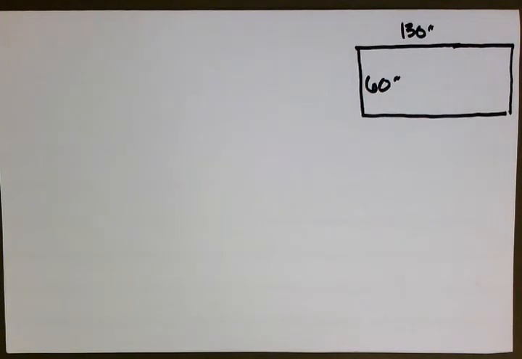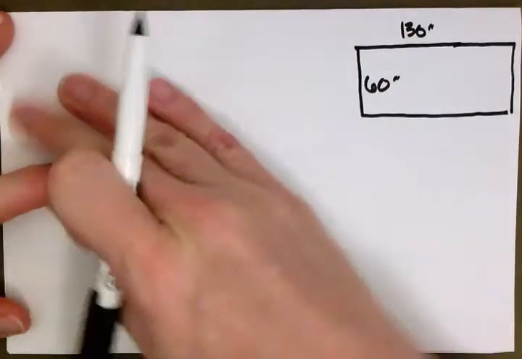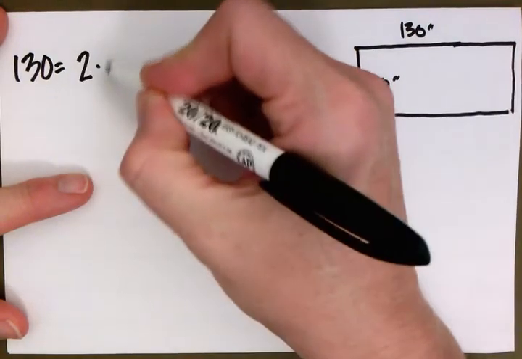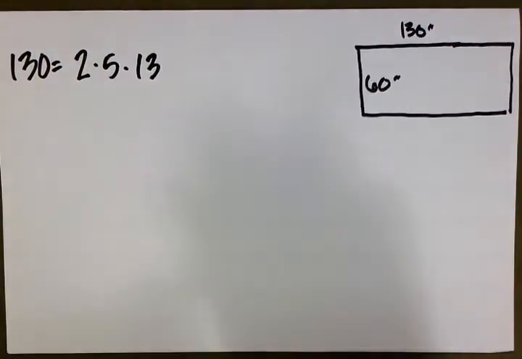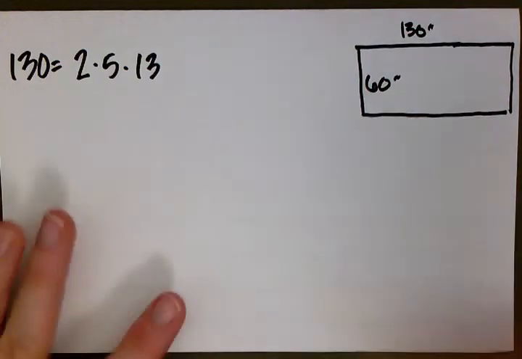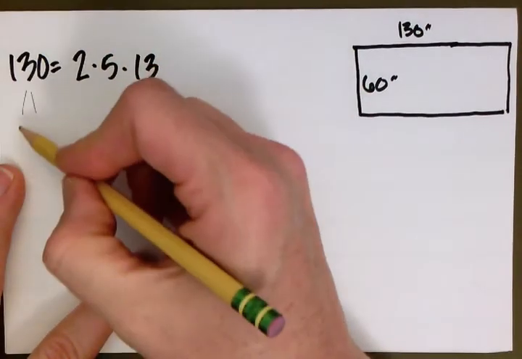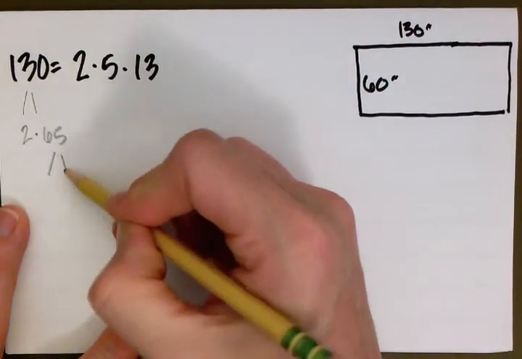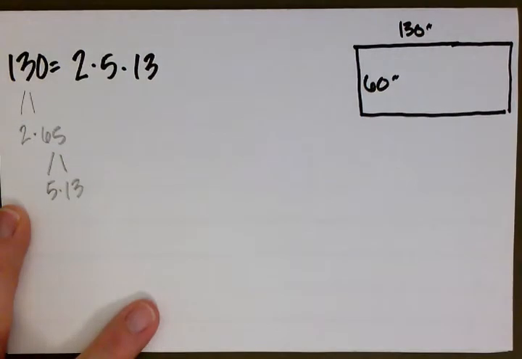Alright, so the way that we do that is by using our greatest common factor. So we're going to want to factor out both of our numbers here, 130 and 60. 130, the factoring on that is 2, 5, and 13. And we can prove that by doing our little tree, and we have 2 times 65. The only thing we can do with 65 is 5 and 13. So 2, 5, and 13 are the factors for 130.